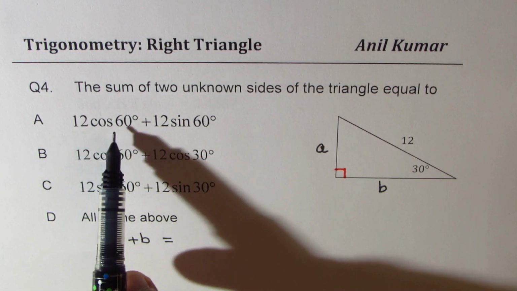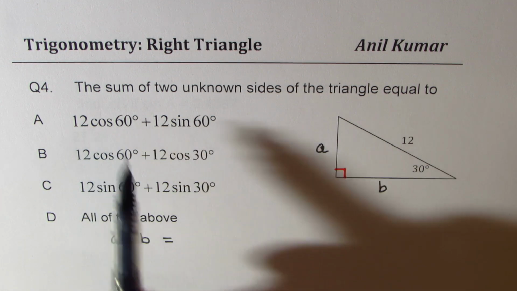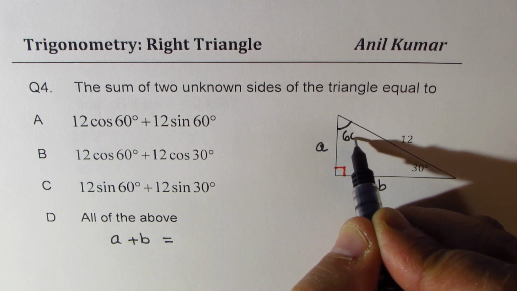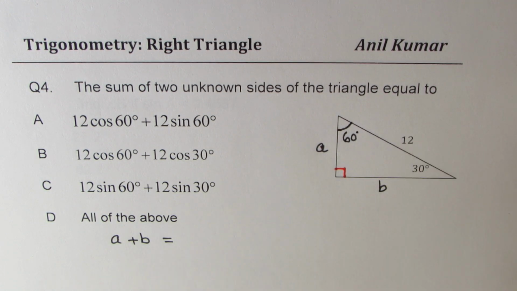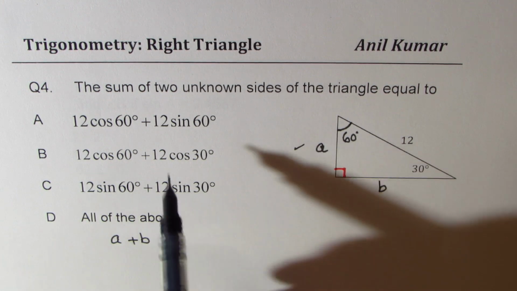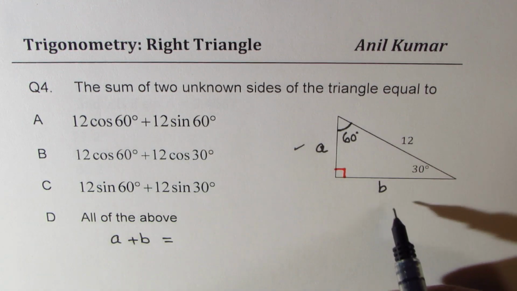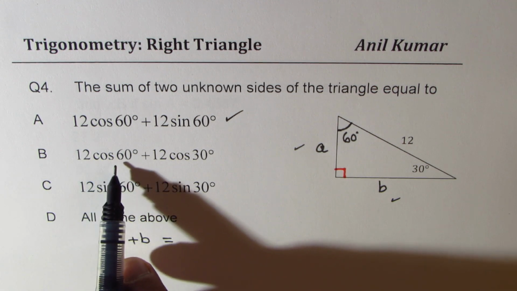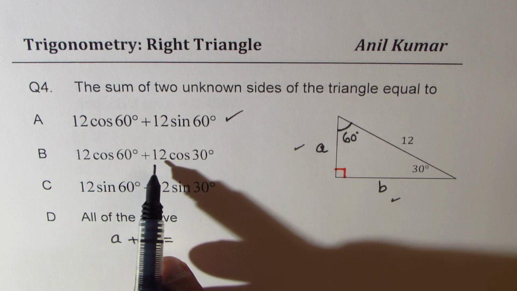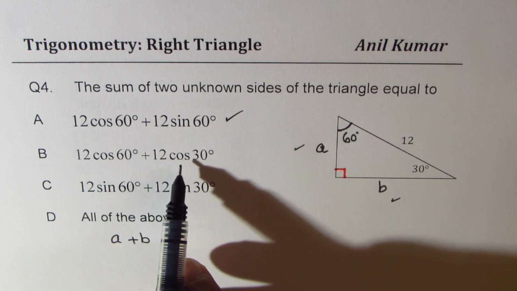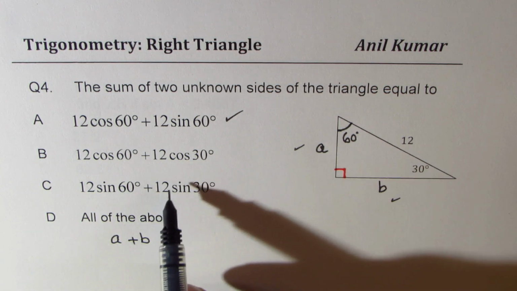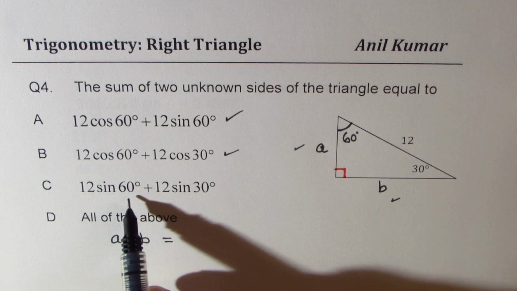First one, 12 cos 60. So when I say 60 degrees, in a right triangle, this is going to be 60 degrees. Perfect? 30, 60, 90. So 12 cos 60 will be this side. 12 sin 60 will be that side. So of course that works. 12 cos 60 we know is that side, and 12 cos 30 is this side. So that also works. And 12 sin 60.